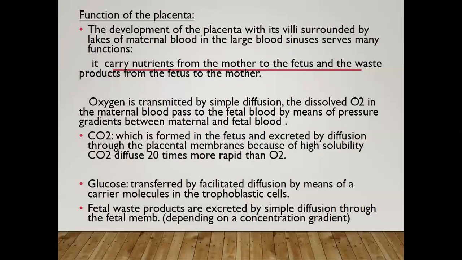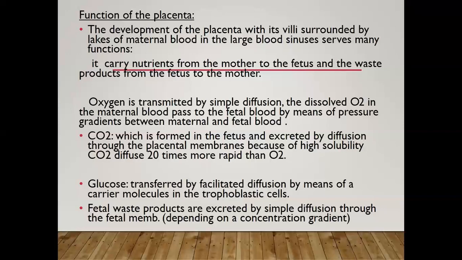Oxygen is transmitted by simple diffusion, so there is always transmission of oxygen from the higher concentration to the lower one. The dissolved oxygen in the maternal blood passes to the fetal blood by means of a pressure gradient between both sides. CO2 formed by the fetus is also excreted by diffusion through the placental membrane because of its high solubility. It is 20 times more rapid than oxygen. So with rapid excretion, there is no accumulation of CO2, and so there is no hypoxia in the fetus.